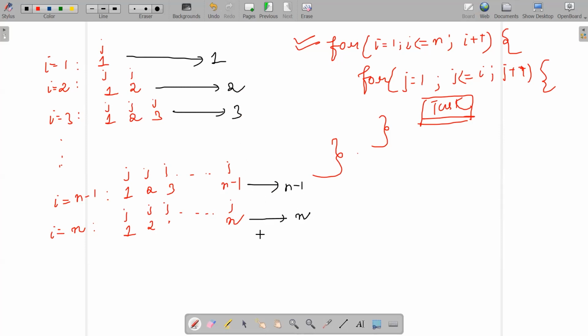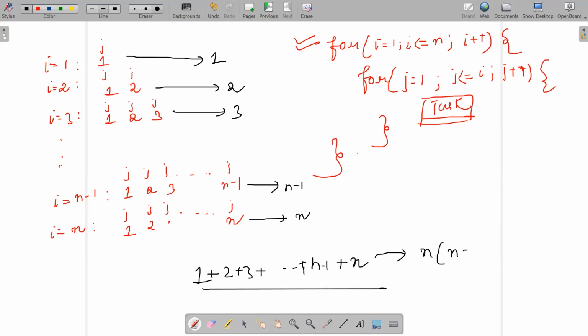So overall, how many times are we adding it? Add them one by one. It's going to be 1 plus 2 plus 3 plus till n minus 1 plus n. Am I correct? This is the overall number of times your loop is running. So what is it all about? The sum of the first n natural numbers.